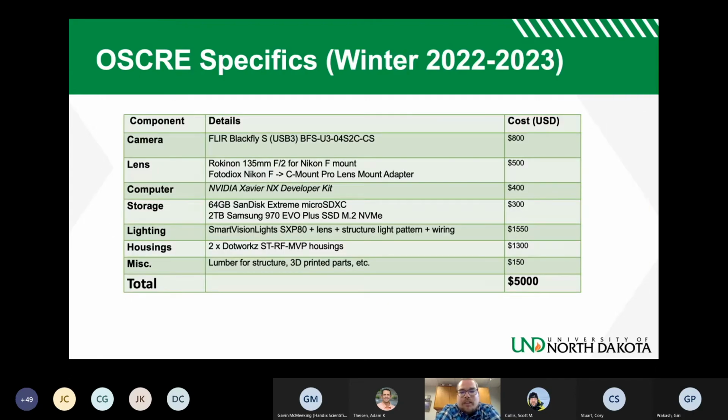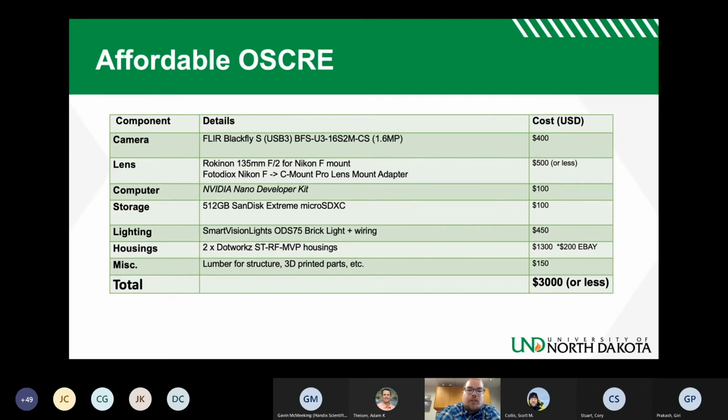So I'm not going to focus on all these specifics, but overall, if you use what I would say is the science quality version of OSCRE, where you have defined lighting and whatnot, you're sitting at about $5,000. If we go to an affordable OSCRE, where you're going to get pictures of snowflakes that are not always going to be in focus because the depth of field is narrower, you're still down at about $3,000. If anyone has looked at costs of other commercialized hydrometeor imagers out there, this is way, way cheaper than those other options.